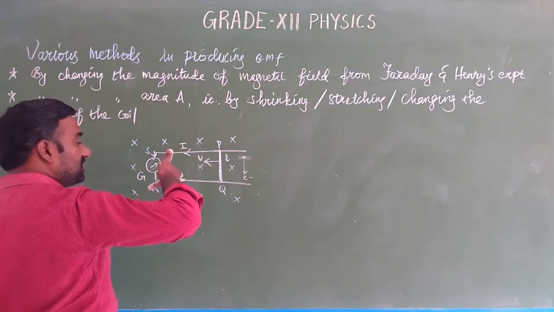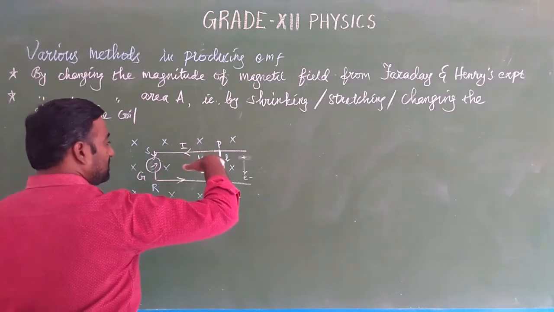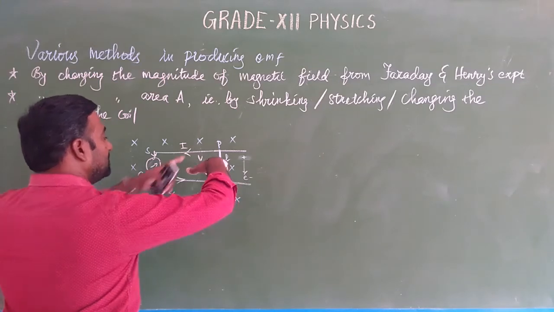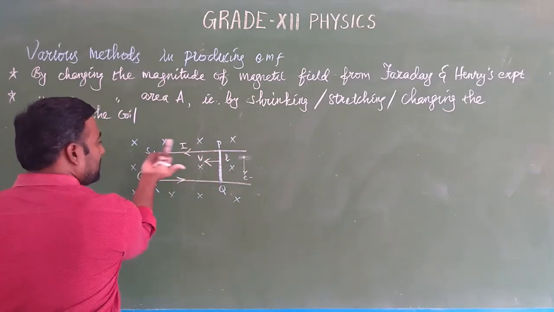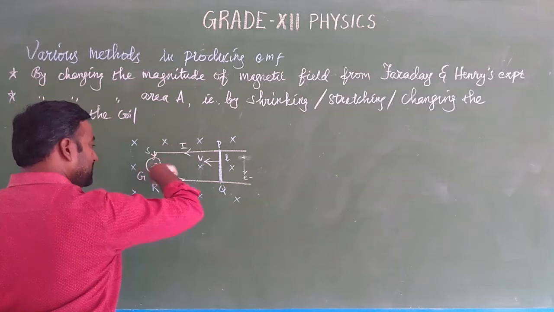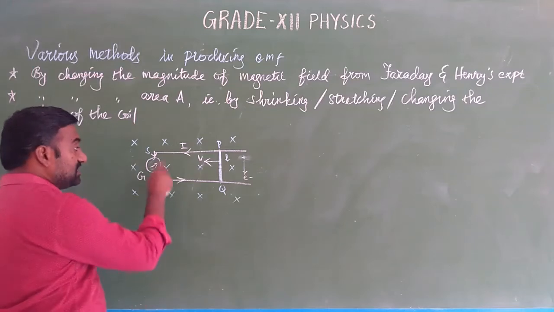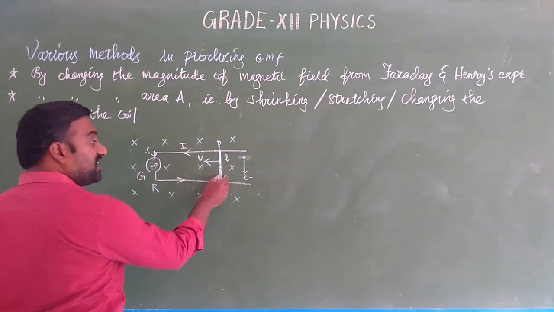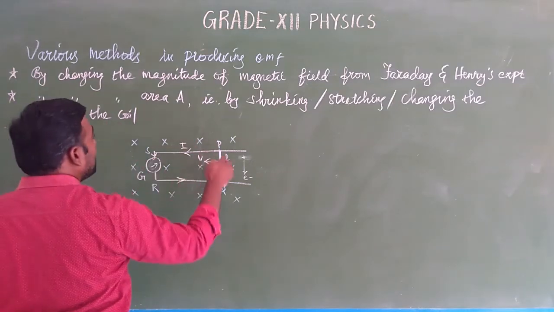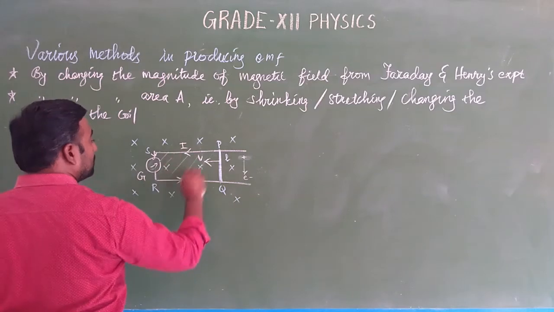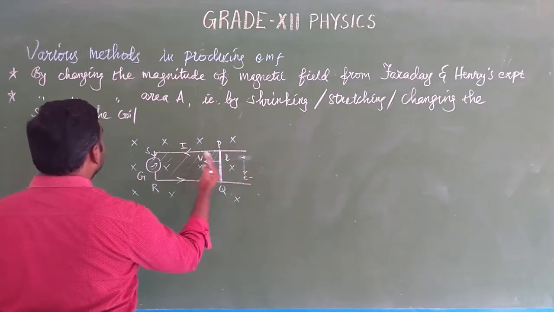Yes, this is the concept. This is the magnetic field, and this is the direction of the conductor moving with the velocity. This is the direction of the electron, so the conventional current is opposite to it. If you move the movable conductor faster, the deflection in the galvanometer is also higher. So the mechanical energy is converted into electrical energy. This is the concept. By changing the area, this is the area enclosed. By changing the area, how? By shrinking or stretching or changing the shape of the coil.